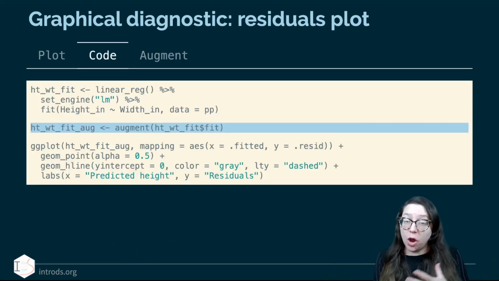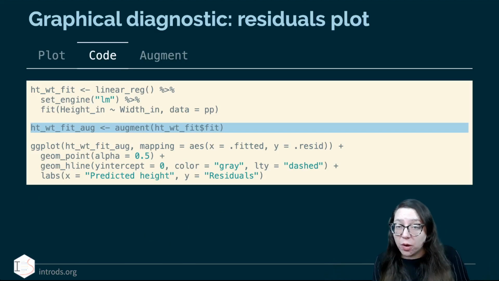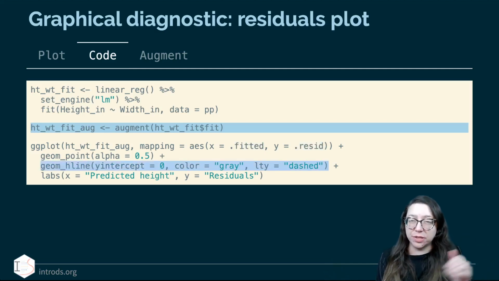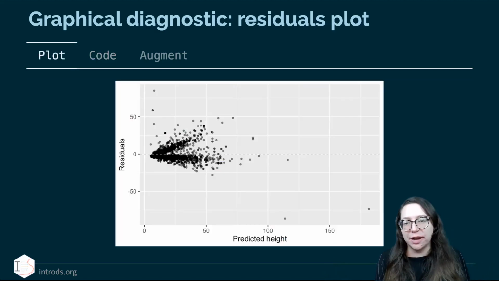So once we have this data frame, the rest of it hopefully is a little bit more straightforward because we're just using a ggplot. On the x-axis, we have the fitted values, and on the y-axis, we have the residuals. And then one thing that's common to do is to put a dashed line at zero, just to help your eye figure out, are my residuals randomly distributed around zero? We can see that dashed line around there. And the answer is no here, but let's next talk about what does that really mean.